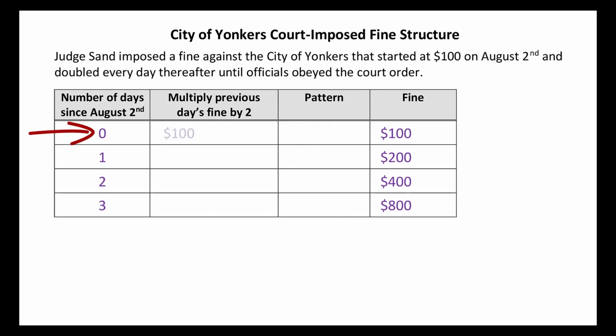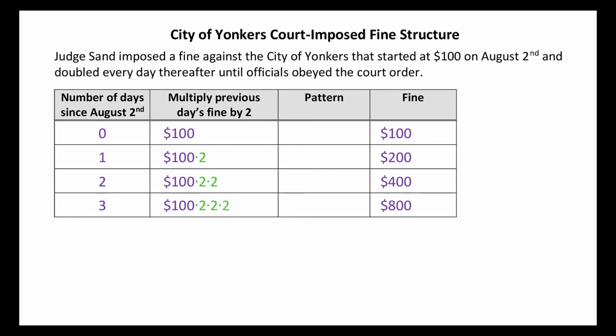Day 0, the fine was $100. So on day 1, we take the previous day's fine, which is $100, and to double it, we multiply by 2. On day 2, we take the previous day's fine, which is $100 times 2, and we double it by multiplying by 2 again. On day 3, we take the previous day's fine, which is $100 times 2 times 2, and we double it by multiplying by 2 again.